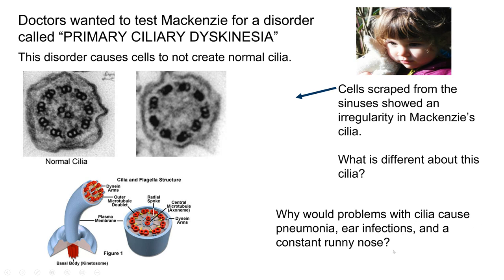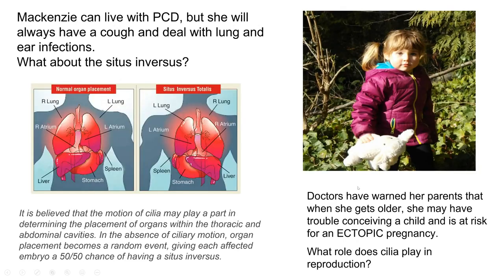What would problems with cilia cause? Pneumonia, ear infections, and a constant runny nose, because you can never get the bacteria out of your respiratory system. So, Mackenzie has primary ciliary dyskinesia, which is common with situs inversus, but she will always have a cough and deal with lung and ear infections.